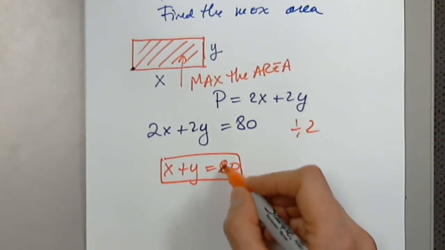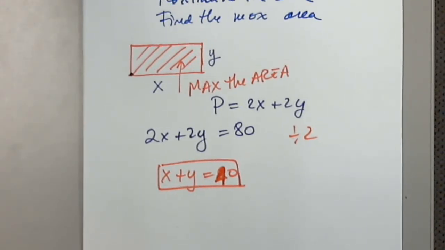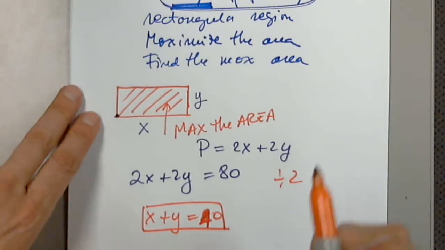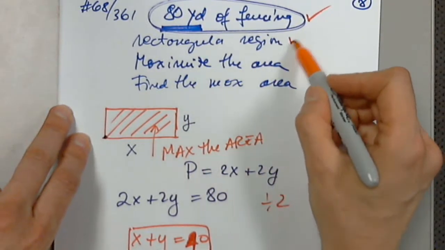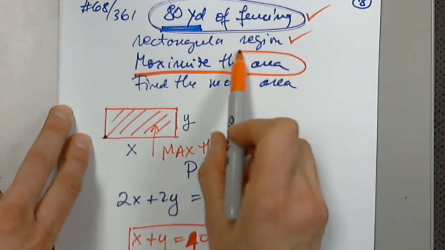Oh, of course. Thank you. Sorry about that. Okay, so I took care of this. I took it, the rectangular region. Now, here's where I'm at.